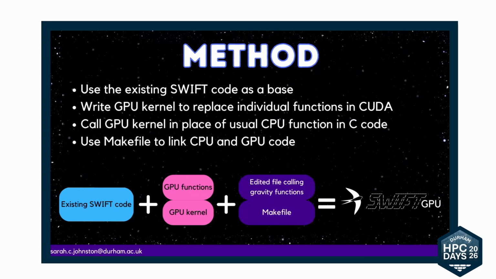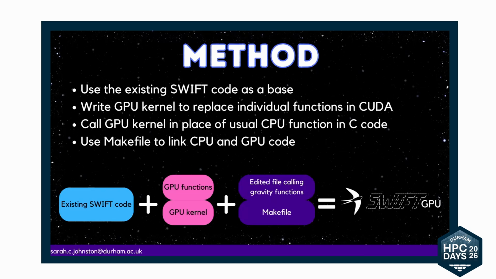So, a quick recap before the break: GPU offloads and gravity. The method for this is not very complicated. It's not revolutionary. We take the existing Swift code, which is written in C. We write some GPU kernels to replace some of our gravity functions in CUDA. CUDA is the NVIDIA vendor language for GPUs. There are various languages available. I feel like it's always good to preface that with a little sales disclaimer.